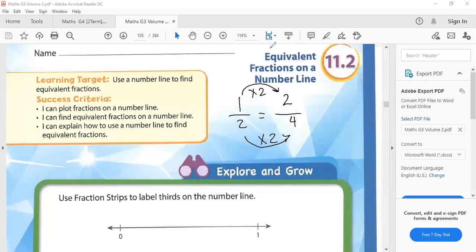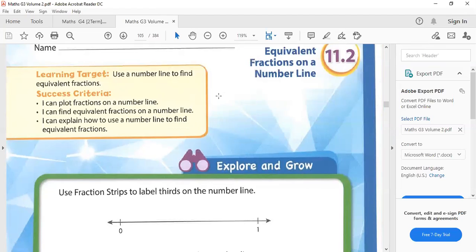So now 1 over 2 is exactly the same as 2 over 4. Both of them are equal fractions or equivalent fractions. So 1 over 2 equals 2 over 4. Both of them are exactly the same. Okay. Now let us see how to do this using number lines.